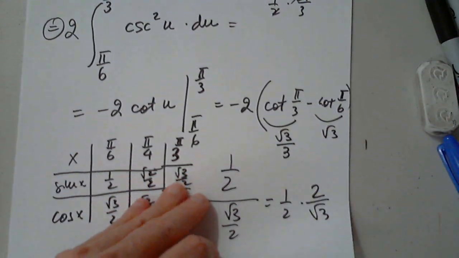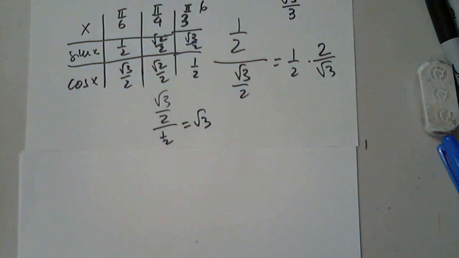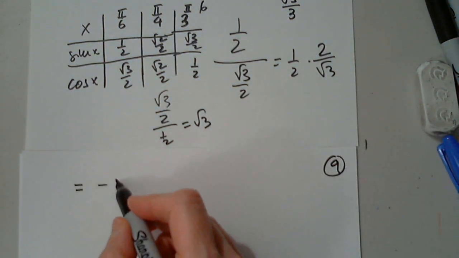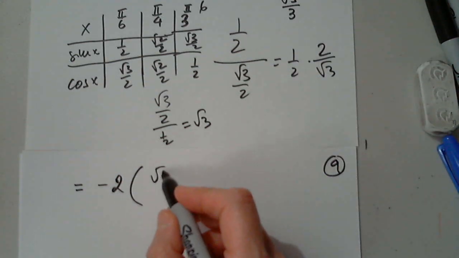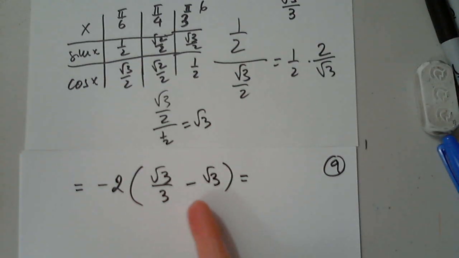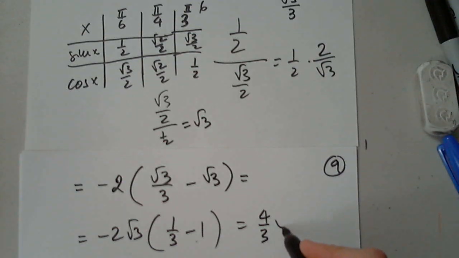So finally here, the exact answer, you will not get it with a calculator. Be very careful. The exact answer is -2 times the square root of 3 over 3 minus the square root of 3. Of course, I will not go add these. I'm going to factor. -2 the square root of 3, and then I have 1/3 minus 1, which is -2/3. With a negative in front, 4/3 the square root of 3.